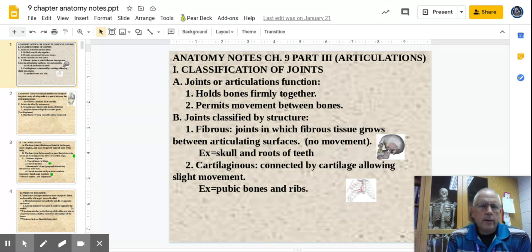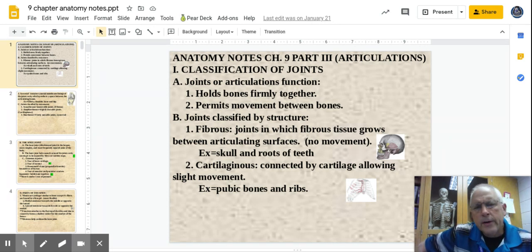Okay, so let's start right in with the classification of joints. You'll see here on the screen a little bit on definition. Technically, a joint is where two bones come together. It doesn't have to move. I think that's the misconception a lot of people have, that joints have to produce a movement, which most of them do, but not all of them. We'll talk about them in just a second. But joints hold bones firmly together, and sometimes they do permit movement between bones.